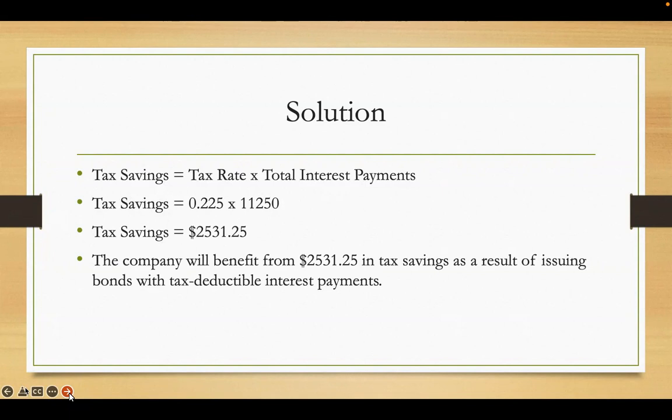So the company will benefit from this as a result of issuing bonds with tax deductible interest payments. When this company goes to do its taxes the next year, this is a deduction they can use.